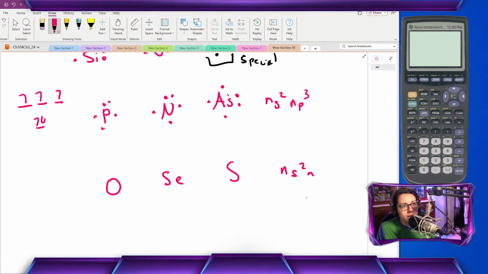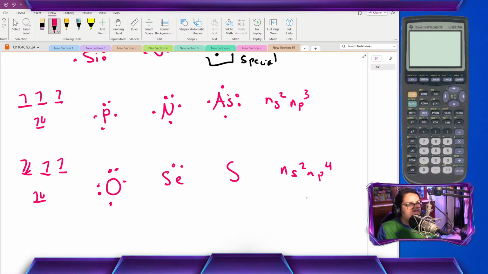So now I'm showing how the next row fills in. So now we're at np4, but I wanted to draw those lines showing how our p orbitals now double up. So one of them doubles up. So now we have two dots on two sides and then one dot left.